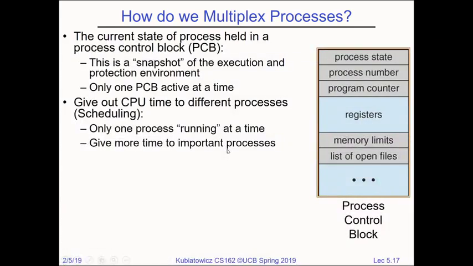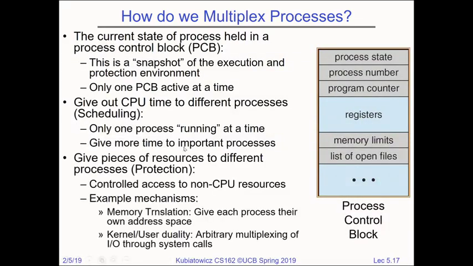We have to decide which processes get which parts of the CPU. The other thing we're going to do as part of protection is a form of protection scheduling as well, which is giving pieces of resources to different processes correctly. So, controlled access to non-CPU resources, controlled access to the proper memory, etc. If you switch from process A to process B and back again, you have to switch out the memory state of process A and put in the memory state of process B, and vice versa, in order to keep the protection correct.